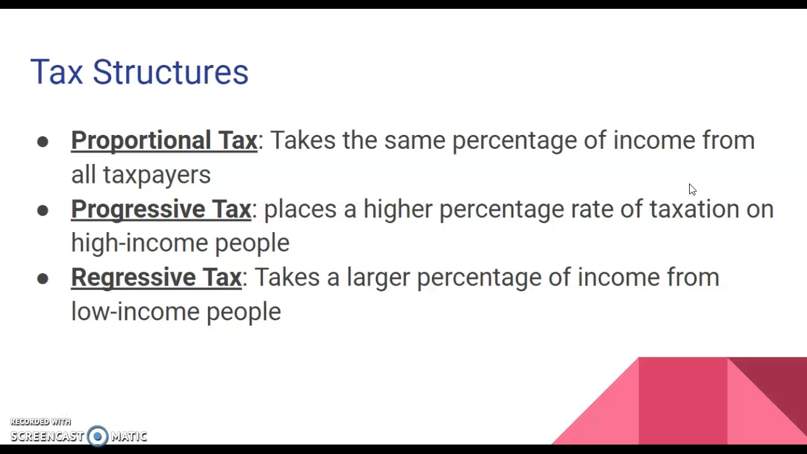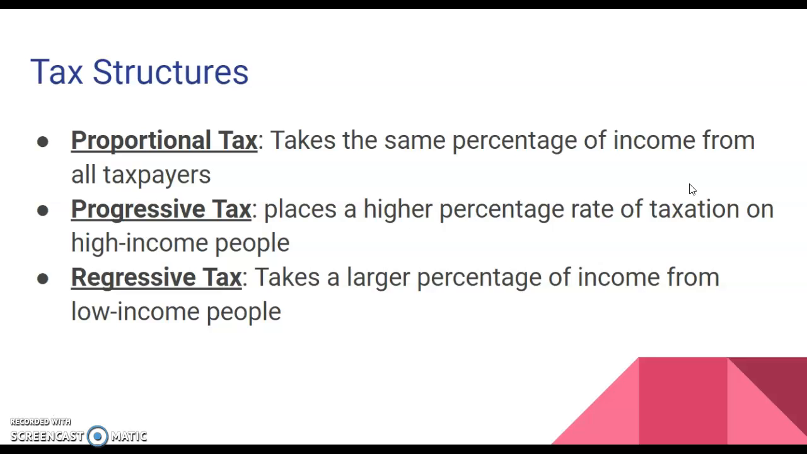The second and most popular tax structure is the progressive tax. This places a higher percentage rate of taxation on high-income people, with the idea that maybe they have a bit more disposable income. They don't necessarily need as much of that income to survive, and so some states feel it is necessary to put higher taxes on higher income people, and then as you progress lower into the lower income brackets, that percentage also decreases in that progressive tax.